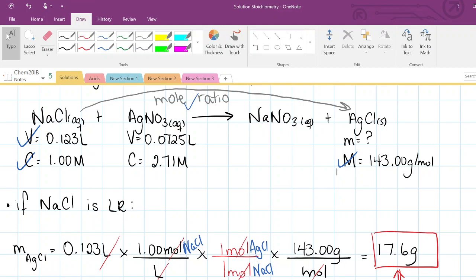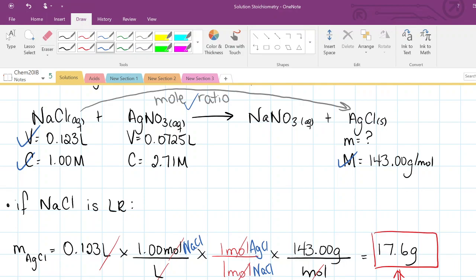Now, it's not enough to just do this one analysis, because I also have to take into account, well, what happens if there's actually leftover sodium chloride? What happens if it's the AgNO3 that runs out? So I'm going to rerun my analysis, making the assumption that the AgNO3 runs out.